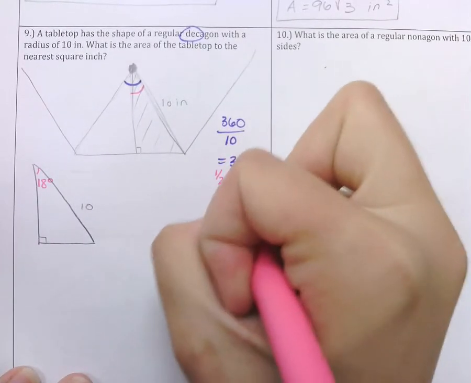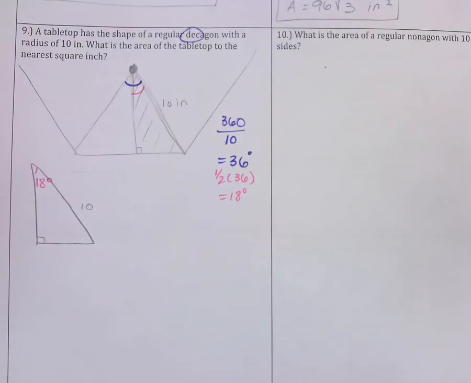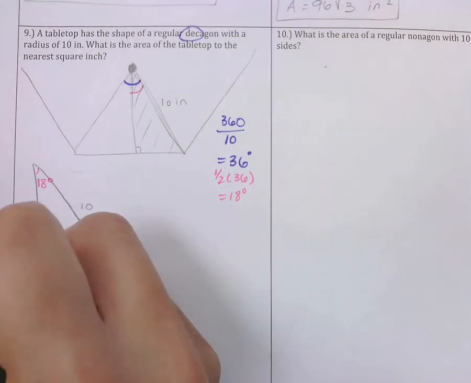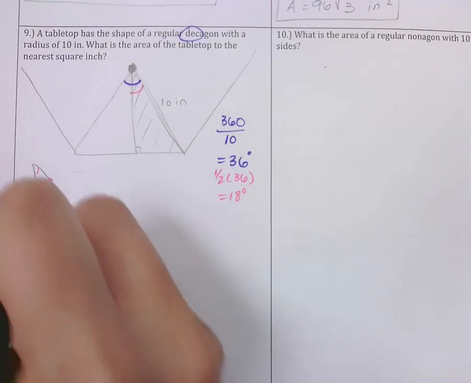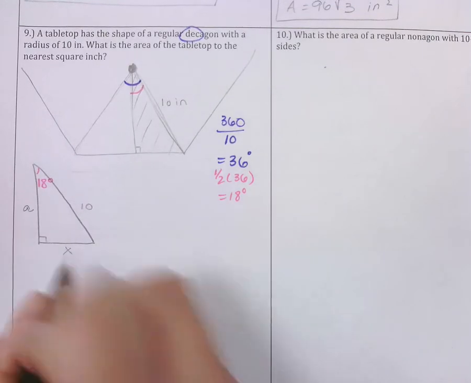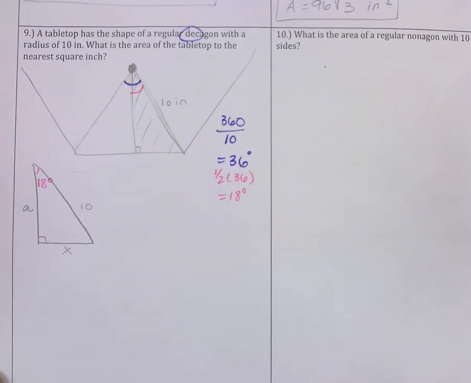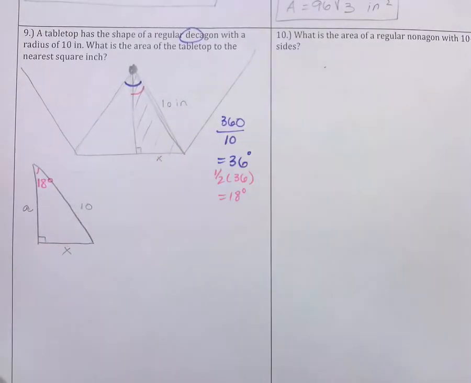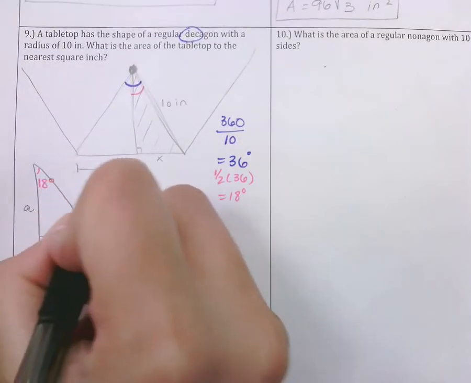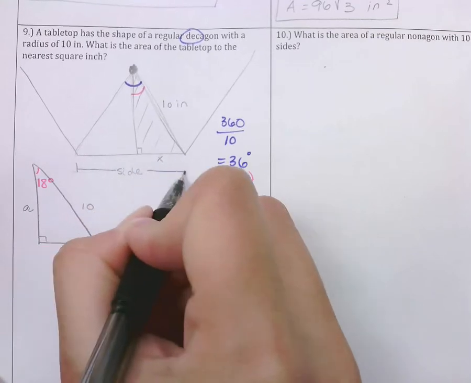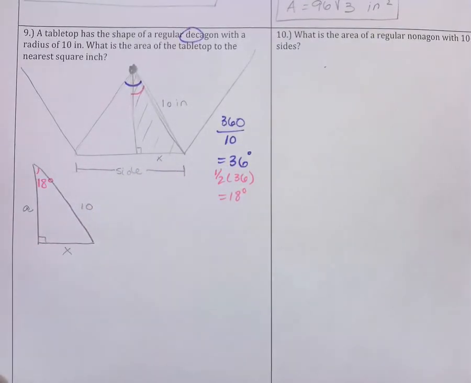And then you do cos. What are you finding? You're finding the A, the long side, and this one we'll just call X. You need both, because you need X in order to find the perimeter. X is half of the side, and you need the side for the perimeter. The apothem is in the formula, so you need that too.